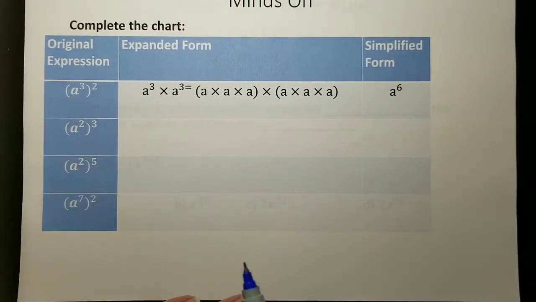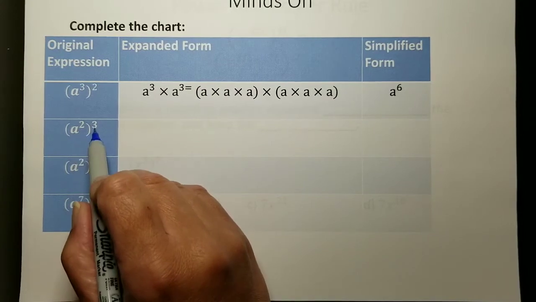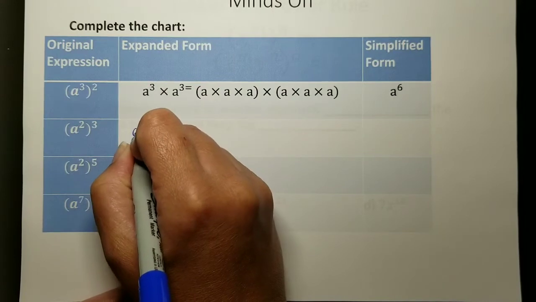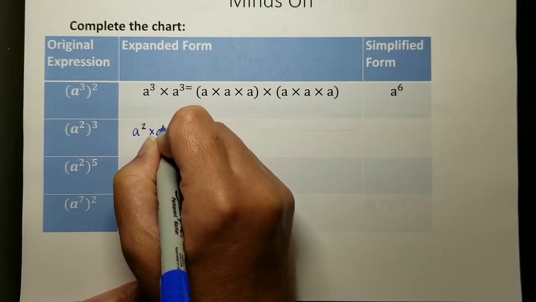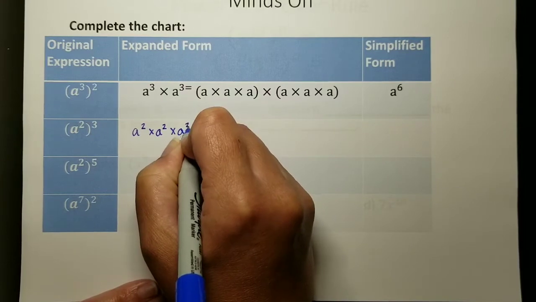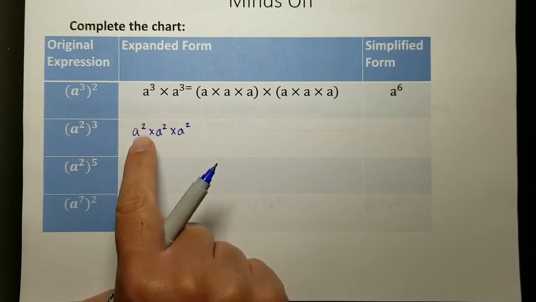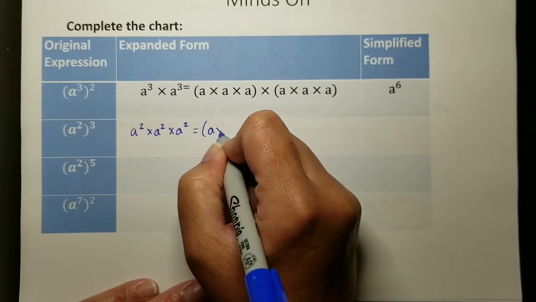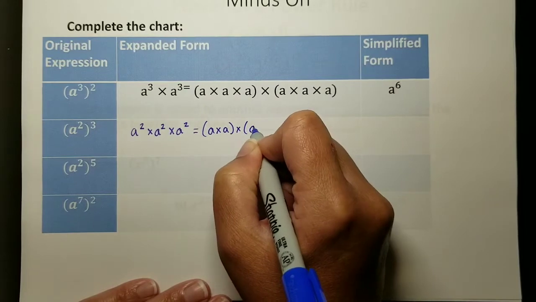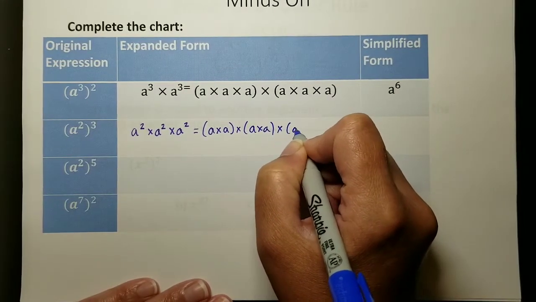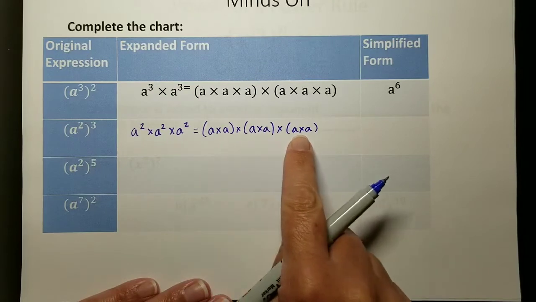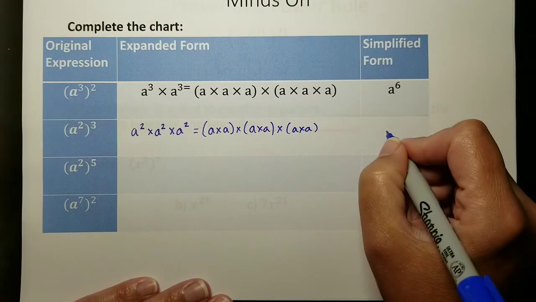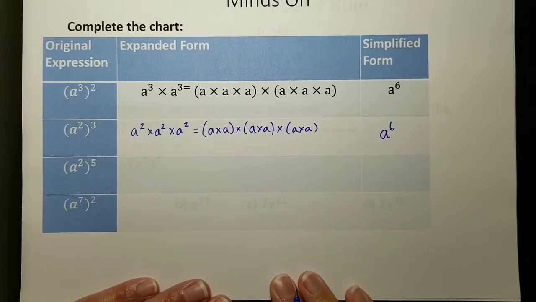We're going to do the next one. It's a squared all cubed. So this is a slightly different meaning. This means a squared times a squared times a squared. So the other one meant 2 a cubes. This one means 3 a squareds. But I'm going to write out each one as a times a. So a squared times a squared times a squared. We end up with 1, 2, 3, 4, 5, 6 a's all multiplied. So that's also a to the 6th.